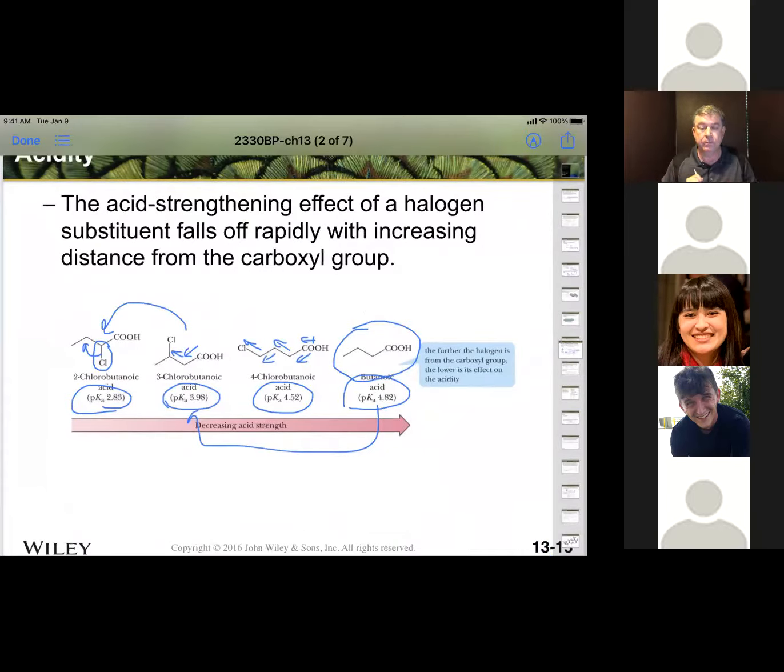So does it only apply for halogens, or could it be any of the electron withdrawing substituents? Any of the electron withdrawing substituents. But halogens and nitro groups are the strongest electron withdrawers, and so the effect is most prominent with halogens and nitro groups.